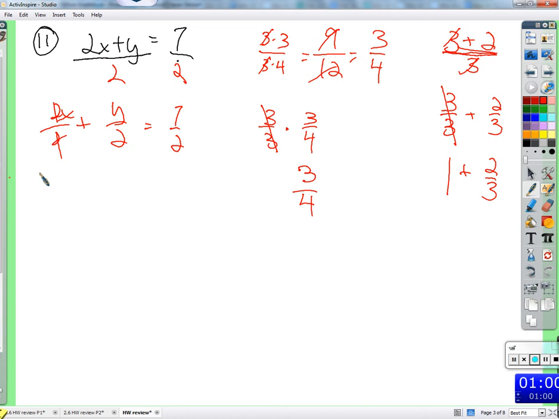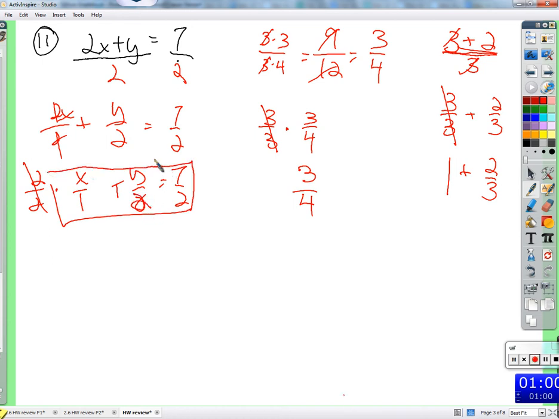Or we can split this up the same way we did 3 times 3 over 3 times 4. We have 2 over 2 times x over 1. The 2s cancel, and 1 times x is x. But then we wind up with y over 2 equals 7 over 2. Here's where we are: x plus y over 2 equals 7 over 2. Now that we've divided by 2 on both sides, what do you think?